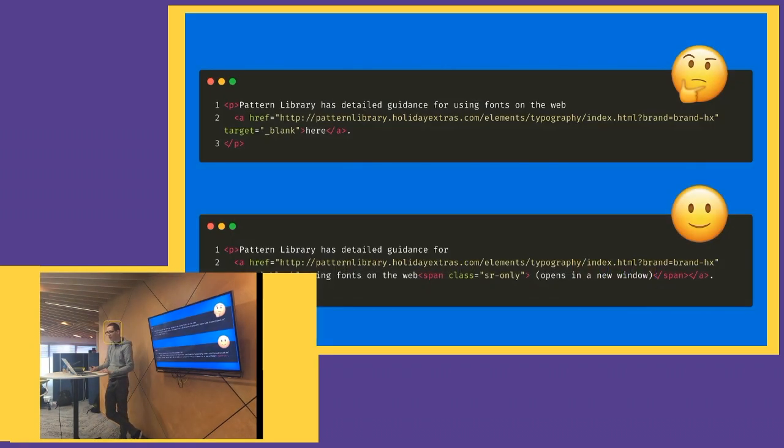So here's a real world example from the HX brand guidelines, in fact. We originally had this paragraph of text at the top. It says "Pattern Library has detailed guidance for using fonts on the web here," and then here is a link to that documentation. Again, that doesn't make sense when you remove "here" from the sentence. So this was refactored to say "Pattern Library has detailed guidance for using fonts on the web." And "using fonts on the web" makes sense in that sentence, but it also makes sense when you find it on its own in isolation.